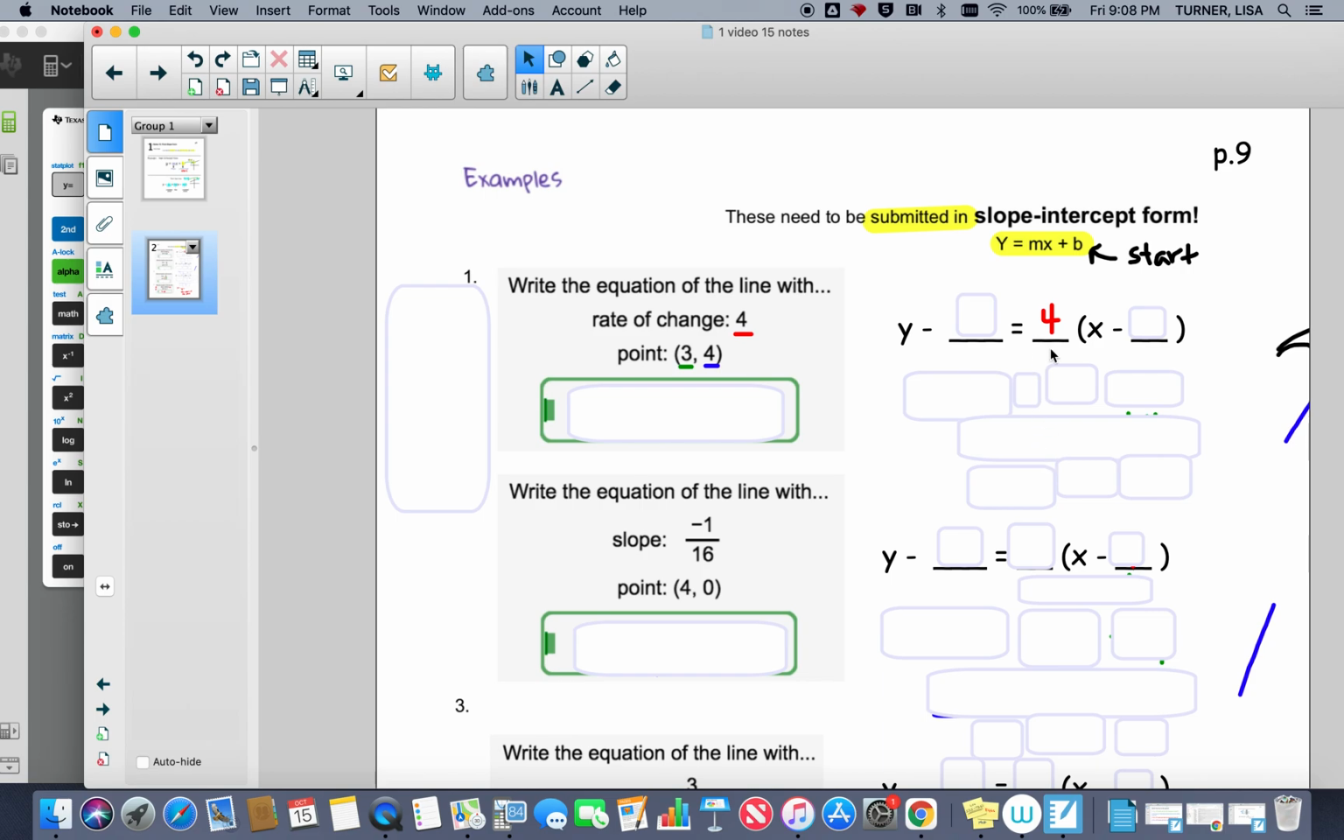Now here's the tricky part. We have to put the point in. And I hope this helps you remember. So many people want to grab the 3 and put it right here, because that's the first number. But this is the y part of the equation. So I need the y part of the point. And so I need to put a 4 in this first slot. So I'm using actually the second part of the point, the y part of the point. And so then the x part of the point needs to go here. So this is the point slope form of this equation.